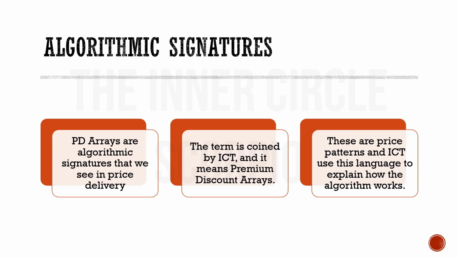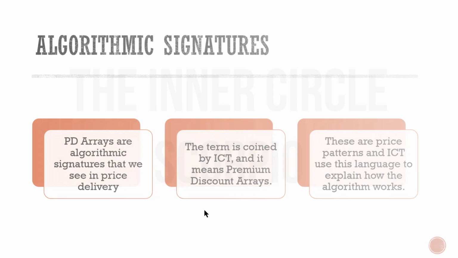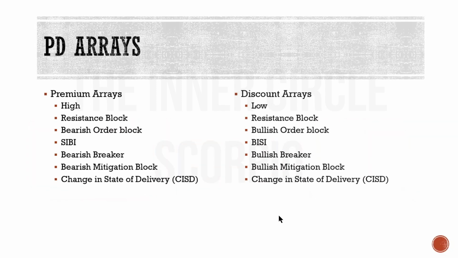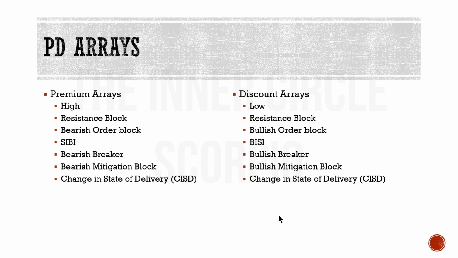ICT gave us this language so he can give us an understanding of how the charts deliver, and we can easily talk and deliver this understanding to others. By discussing PD arrays, we can easily tell other people what we are trying to look for on the charts. So these are the PD arrays. PD means premium and discount.